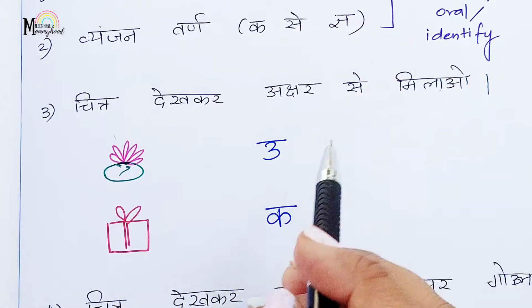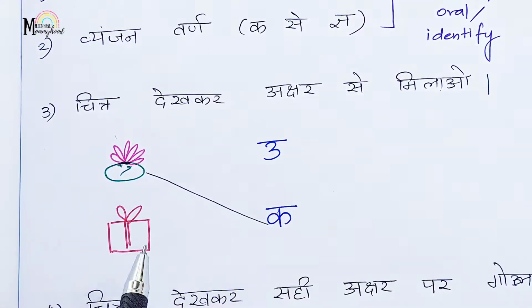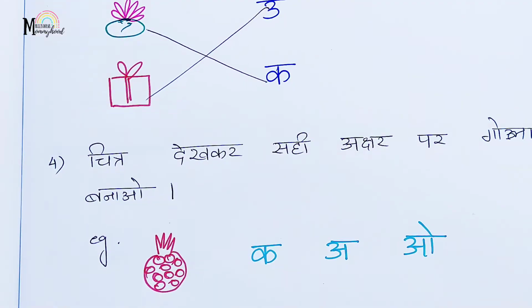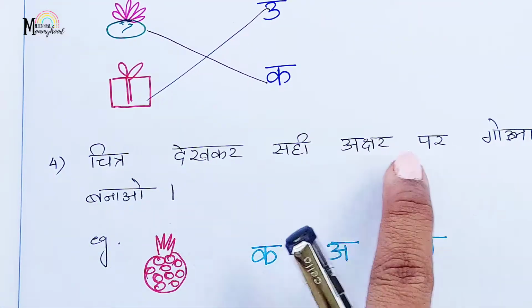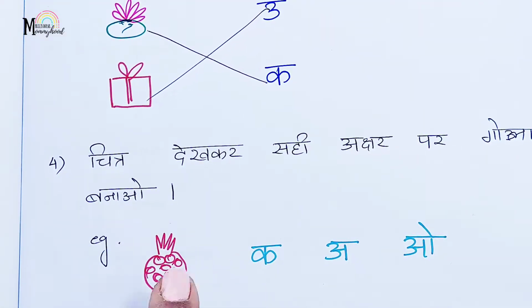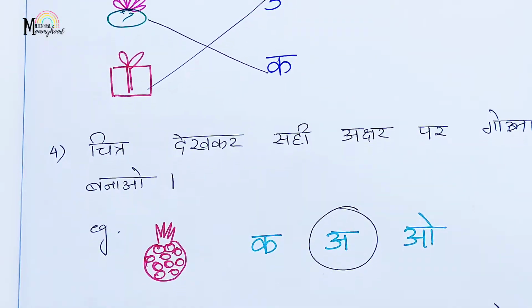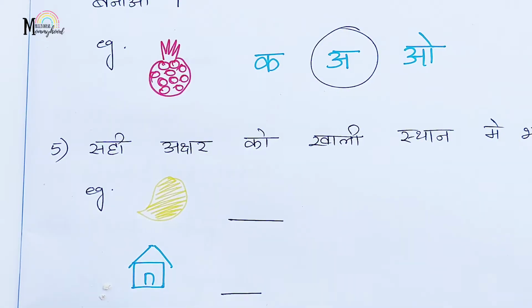Chitra dekhkar akshar se milao. In this they have to look at the picture and match it with that letter. For example, Ka se kamal, U se uphaar. The next is chitra dekhkar sahi akshar par gola banao. You have to see the picture and circle the correct letter. For example, A se anar.